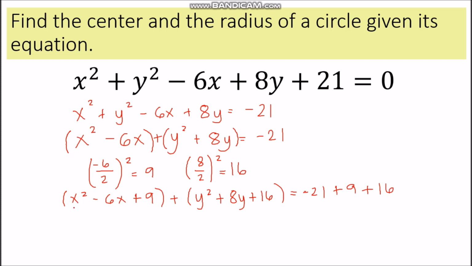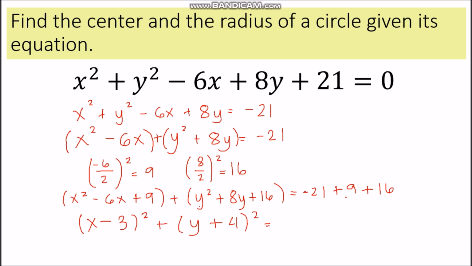Now, if you notice, these two trinomials are already perfect square trinomials. That means we can factor them, and each factor will be the square of a binomial. Just get the square root of the first term, that is x, copy the sign of the middle term, get the square root of the last term, that is 3, and then square it. Do the same thing on the other trinomial. We have y, the square root of the first term, copy the sign of the middle term, that's plus, and get the square root of the last term, that is 4, and then square it.